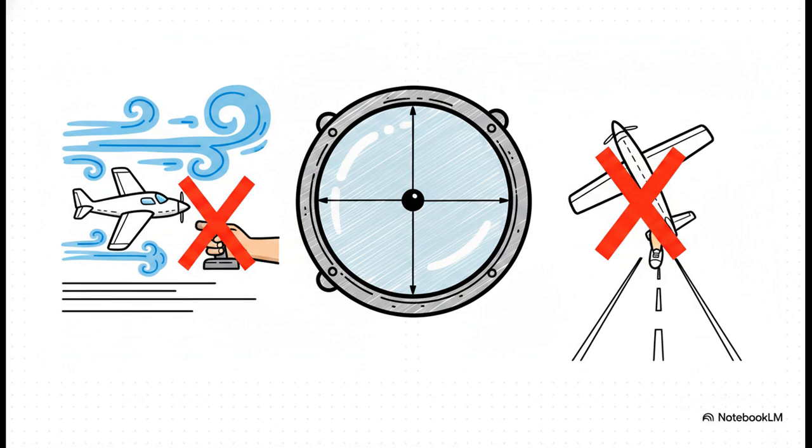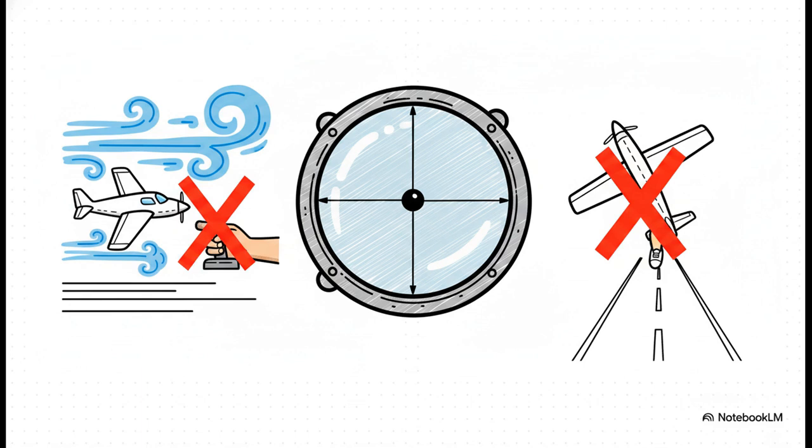When you have that tailwind we just talked about, the ground rushing past creates a really strong illusion that you're flying way too fast. Your sheer human instinct is going to scream at you to pull back on the throttle and slow the plane down. Don't do it. If you reduce your ground speed to what simply feels normal to your eyes, your actual airspeed might drop right below stalling speed. No way do we want that.